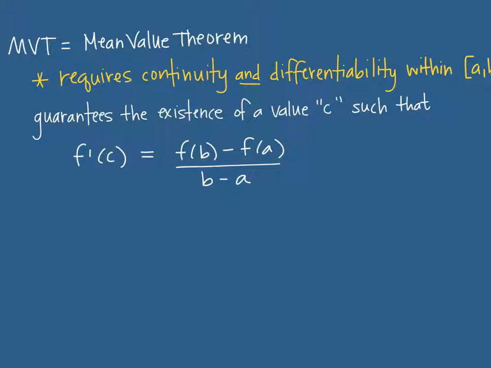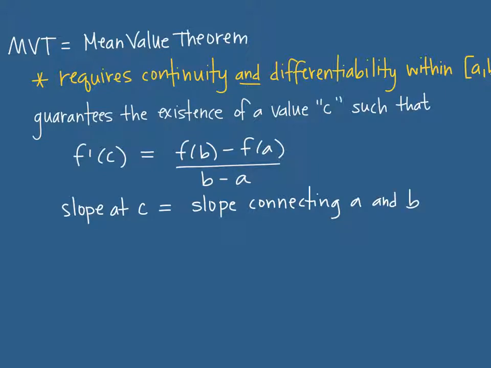And so we're talking about here, the slope at C is equal to the slope connecting A and B. And if the slope at C, which is a single point, is equal to the slope connecting A and B, which are 2 points, then we can conclude that the tangent line at C is parallel to the secant line through A and B.